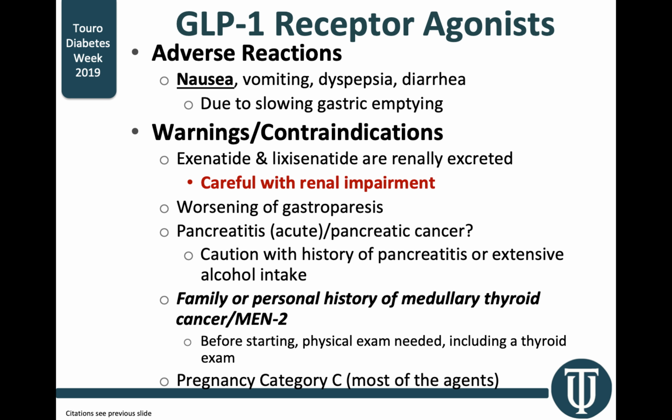And there's a black box warning for GLP-1 receptor agonists, though. For those who have a family or personal history of medullary thyroid cancer, this is not the agent to use. So before we start, we will want to do a physical exam and include a thyroid exam to make sure that there's no such condition. And do ask the patient. Most of the agents are pregnancy category C, because we just don't have the data at this point.